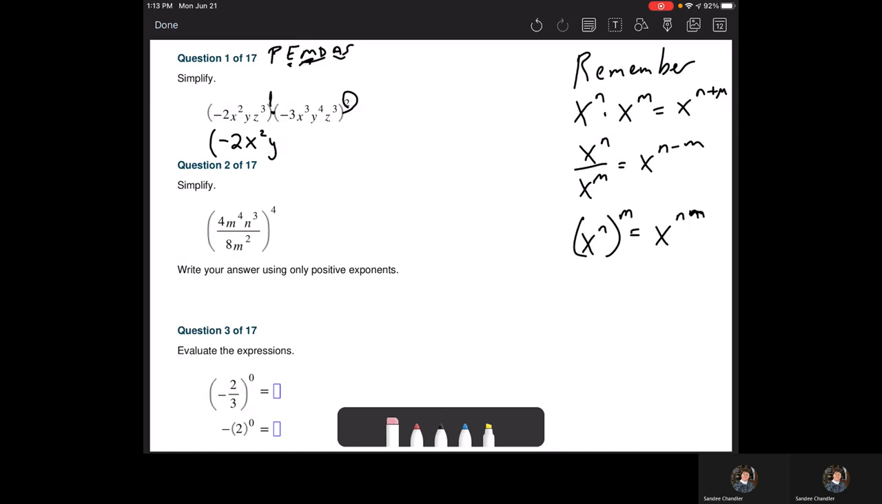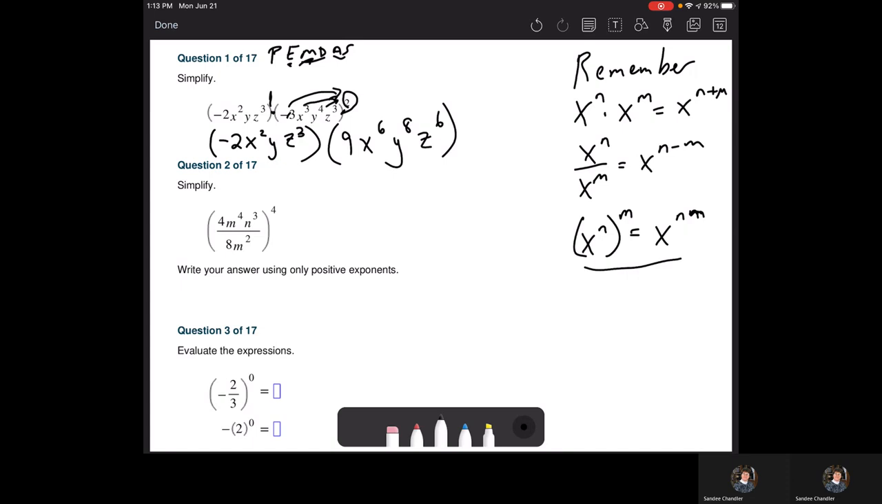and z to the third. And now we're going to take each one of these to that square exponent. So negative 3 squared is going to be a positive 9. X cubed squared, that's a power raised to a power, so we multiply them, so it's x to the 6th. Y to the 4th squared, multiply again, that's y to the 8th. Z to the z squared, we multiply again, that's z to the 6th.